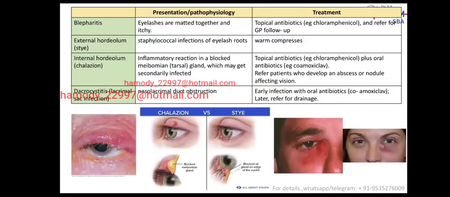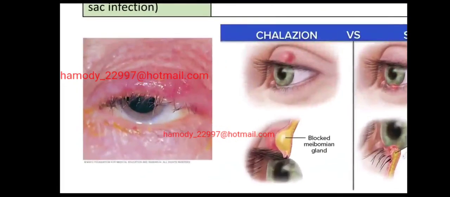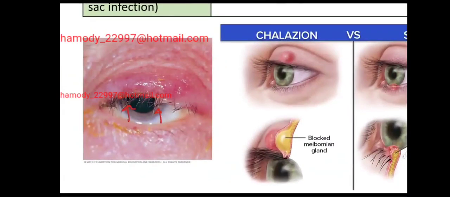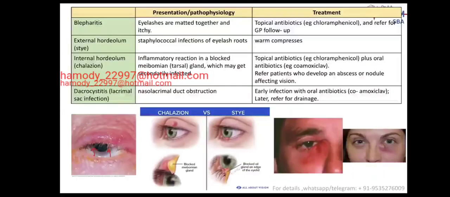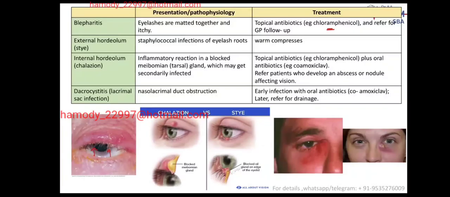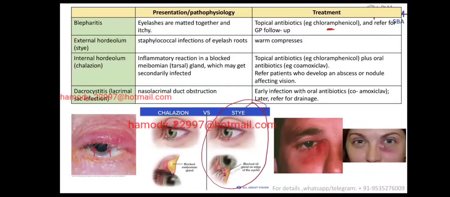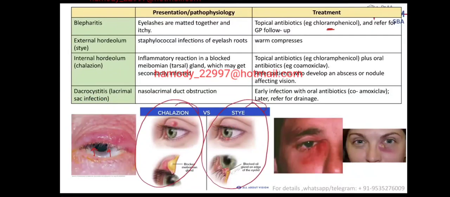A few of the other eye conditions you need to be aware of. Blepharitis. Blepharitis is nothing but matted eyelashes, what you're seeing here. Matted eyelashes, you usually treat with topical antibiotics like chloramphenicol and refer to the GP to follow up. This is known as external hordeolum. This is known as internal hordeolum.